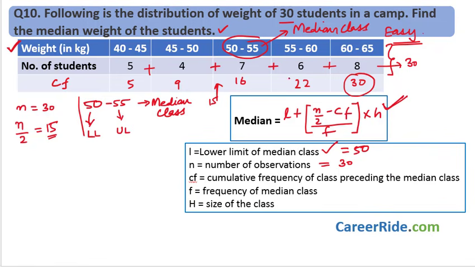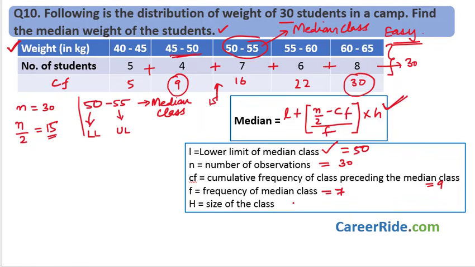So our median class came out to be 50 to 55. What is the cumulative frequency of the class just before that, the class preceding it? The class preceding it is the 45 to 50 class interval, and its cumulative frequency is equal to 9, right? Frequency of the median class: how many students lie in the median class of 50 to 55? 7 students are there, right?